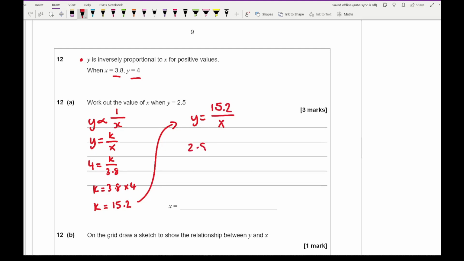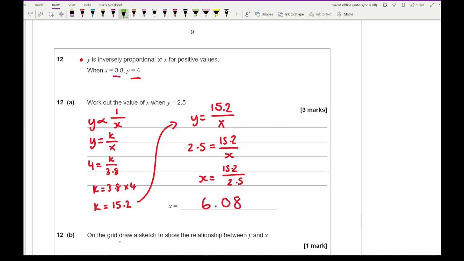So then substituting this, what we then want to work out is x. So I've got 2.5 equals 15.2 over x. So x equals 15.2 over 2.5. And if I type that into my calculator, I get an answer of 6.08.